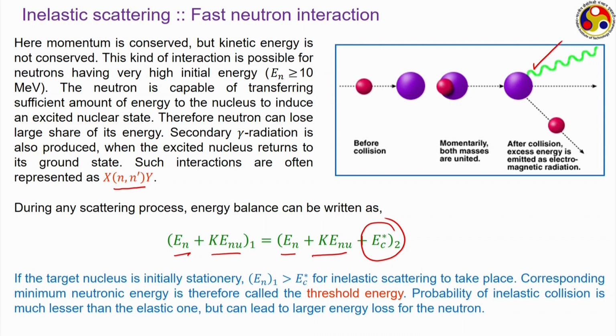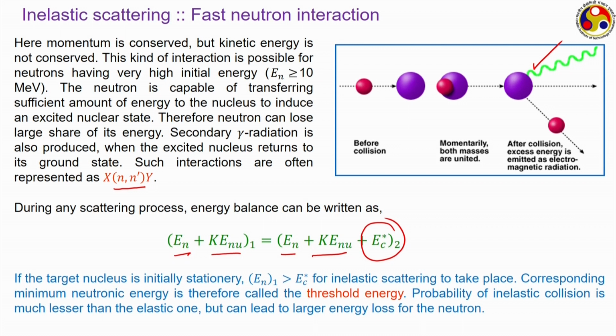So, the neutron must have energy greater than this E c star, then only an inelastic scattering is possible, otherwise it will be going through an elastic scattering process only. This amount of energy, that is E c star, is often called threshold energy, because the neutron must possess this amount of energy to undergo an inelastic scattering.